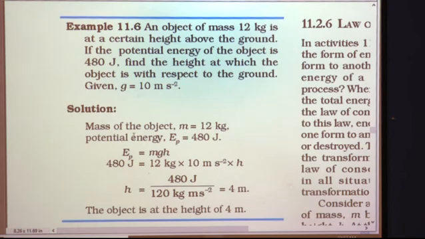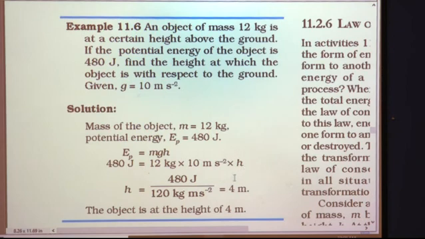What are the given things? Mass of the object, m, is equal to 12 kg. Potential energy, denoted by the symbol EP, is equal to 480 joules. The g value is also given, that is 10 m s raised to minus 2. You know the formula for potential energy: EP is equal to mgh. Just substitute the values in this formula. EP is 480 joules, m is 12 kg, g is 10 meter per second square, and h you have to find, so put h as it is.